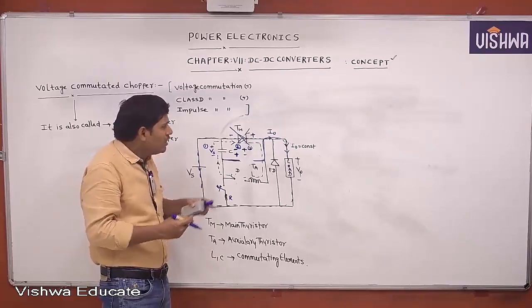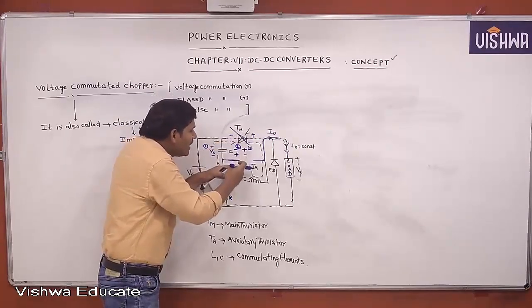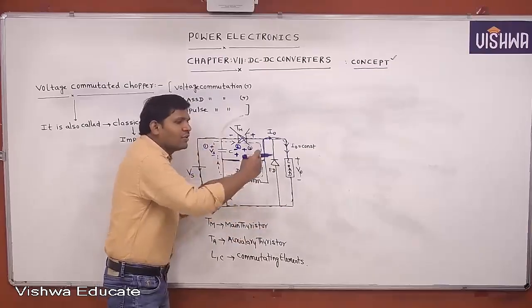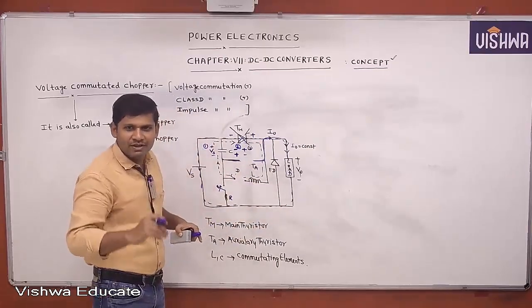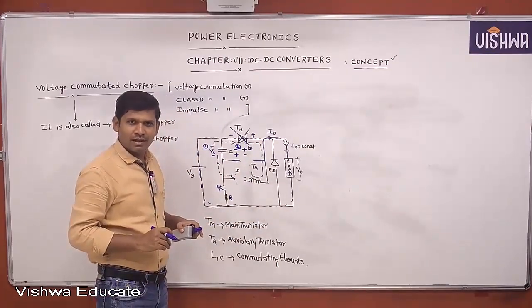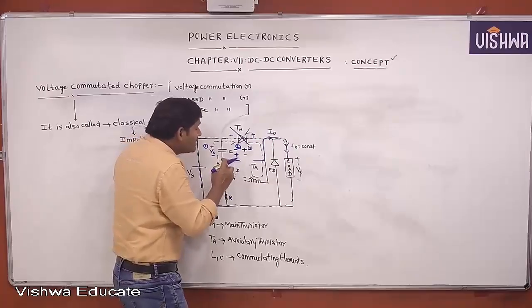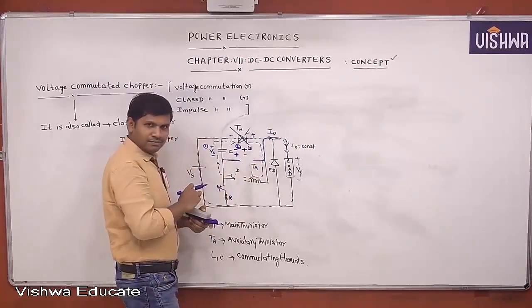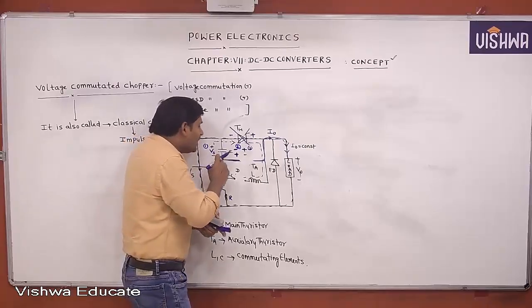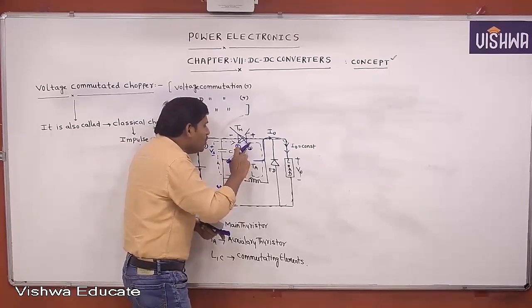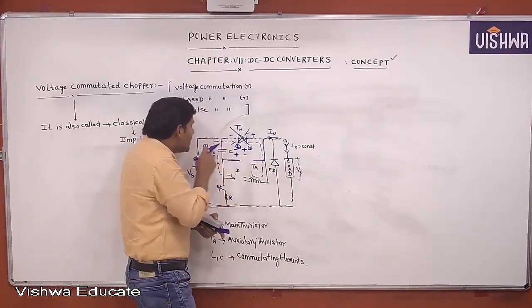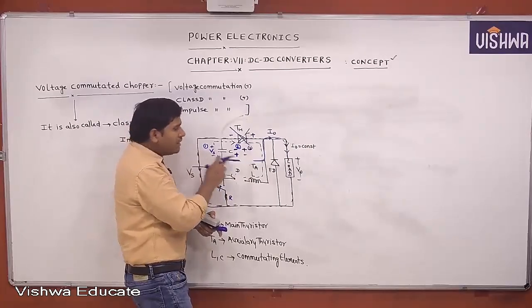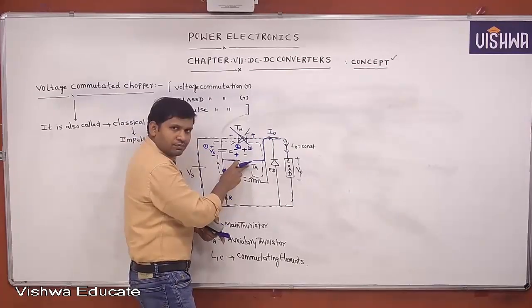But don't think like this: to turn off this thyristor, we can use this thyristor, or to turn off this thyristor, we can use another circuit. That is meaningless. That type of design, we can't do. Understood? That's why we design the circuit in such a way that the auxiliary thyristor will be naturally commutated. Okay. Whenever the capacitor polarity becomes positive, negative, again it comes to the same first position. Then the auxiliary thyristor will be turned on.